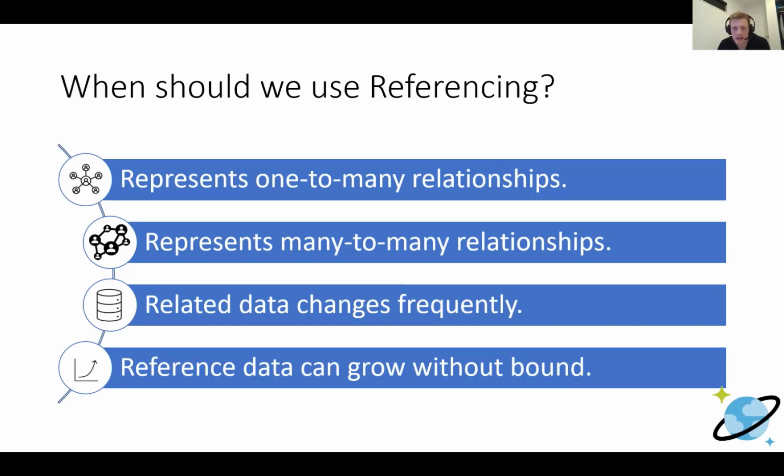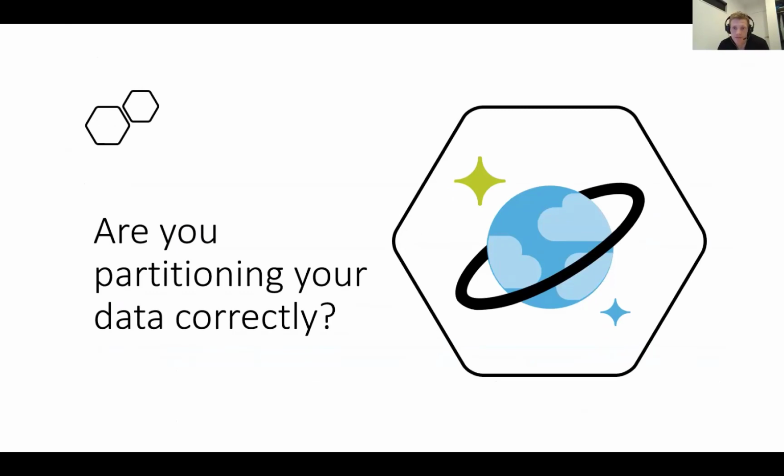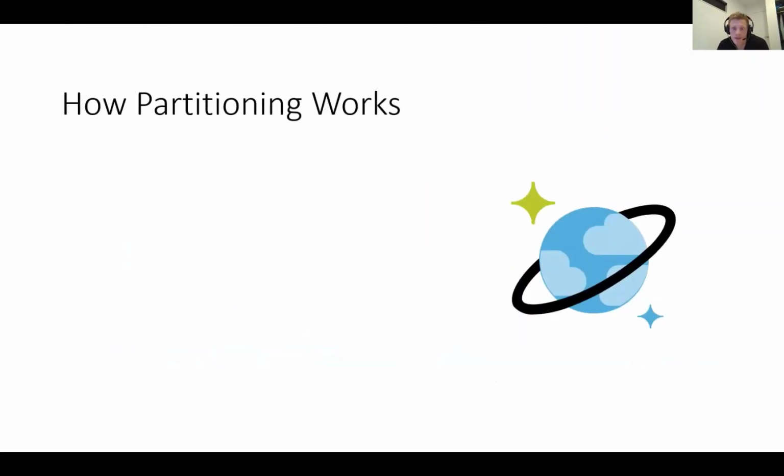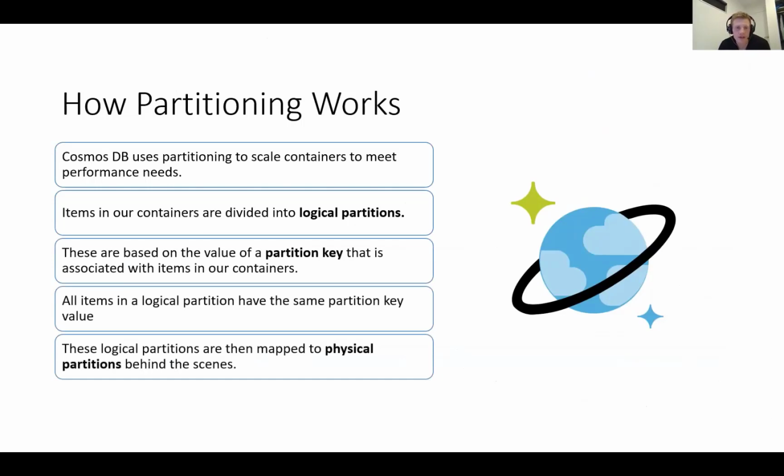So that's really some guidelines on data modeling in Cosmos DB. I can't stress how important data modeling actually is, and what we're going to do next is talk about partitioning, and essentially how partitioning works in Cosmos DB. It's used to scale individual containers in a database to meet the needs of our applications.